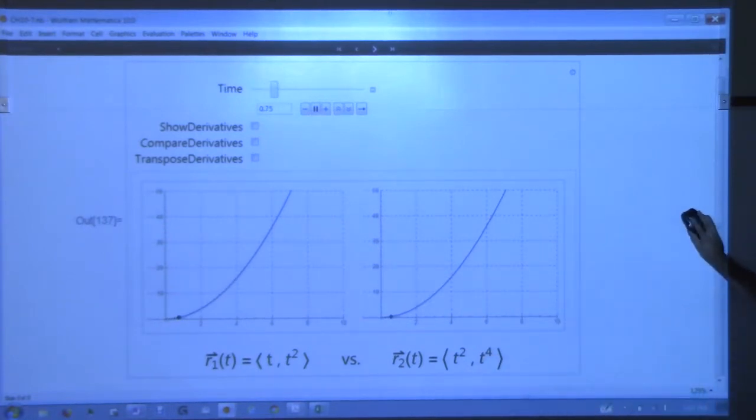Now what I'd like to do, I'm going to slow it down a little bit. I don't know why it's flashing. That's kind of annoying.